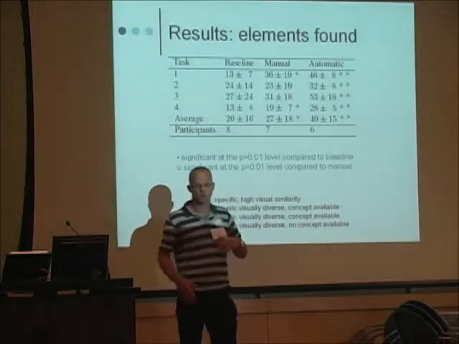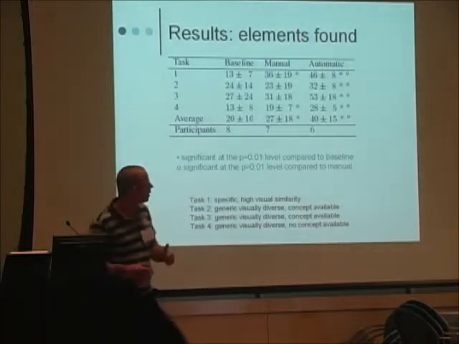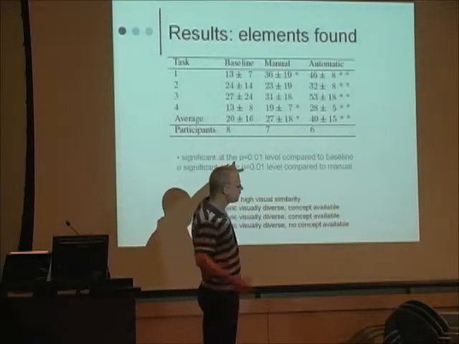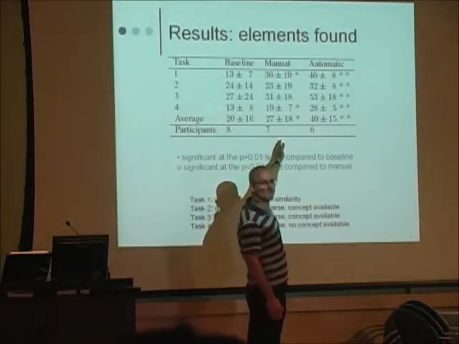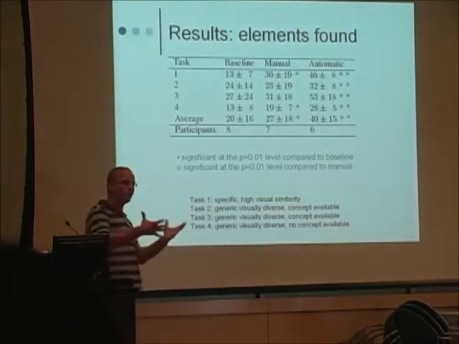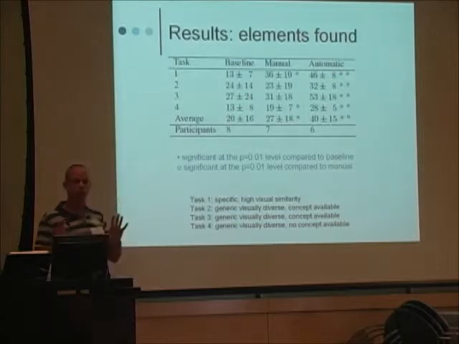And then the automatic method, so the unobtrusive method, in all cases was better than the baseline, so significantly better, but also better than the manual. So really the system was supporting the user in getting better results in a very unobtrusive way.